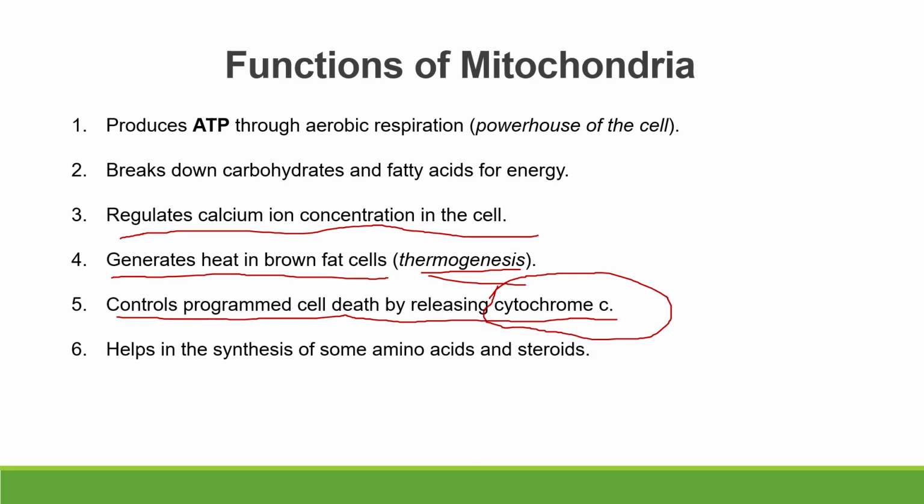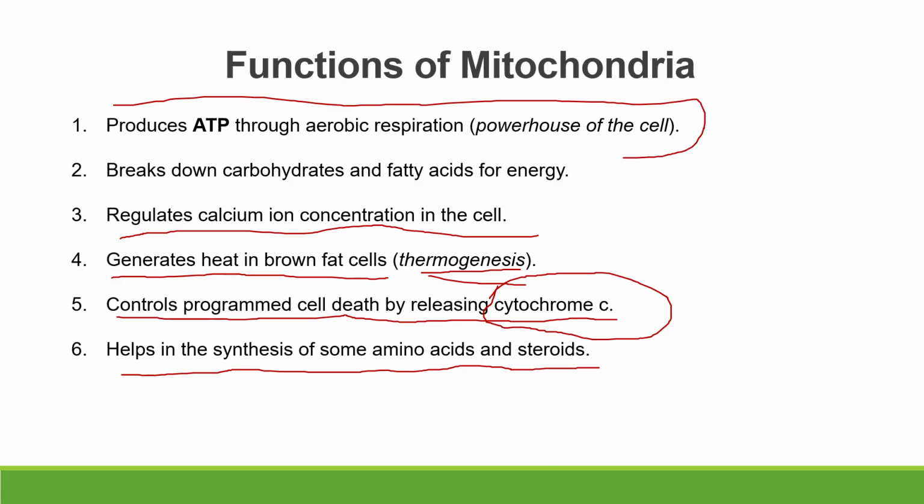Once the cytochrome C is released from the mitochondria, only then will the normal cellular death start. If the cytochrome C is unprogrammedly released, that we can call cell death or necrosis. Okay, and it helps in synthesis of some amino acids and steroids. So these are the major functions of mitochondria, very important.